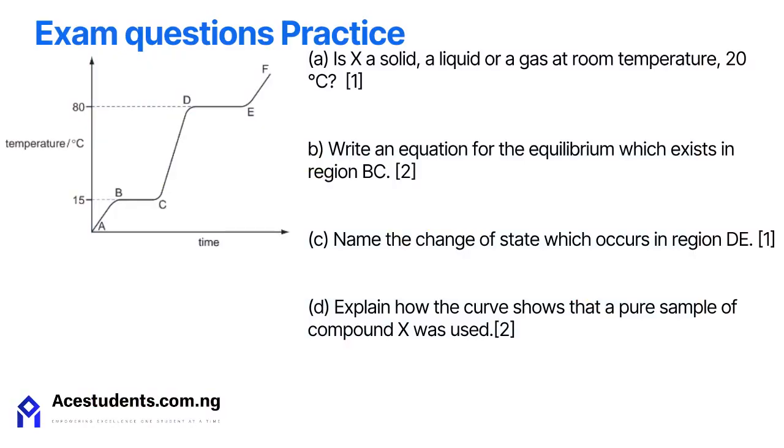Let's practice some IGCSE questions on heating and cooling curves. The diagram shows a heating curve for a sample of compound X. Question A: is X a solid, a liquid, or a gas at room temperature, 20 degrees Celsius? Question B. Write an equation for the equilibrium which exists in region BC. Question C. Name the change of state which occurs in region DE. Question D. Explain how the curve shows that a pure sample of compound X was used. You can pause the video and attempt the questions.